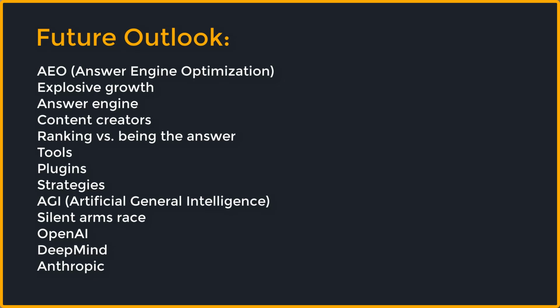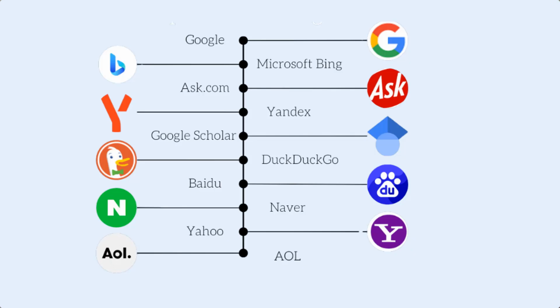Platforms like Google, Microsoft, OpenAI, and Meta are all racing to build the best answer engine. And content creators are already shifting focus from ranking on page 1 to being the answer itself. So you'll see tools, plugins, and strategies built specifically for AEO. AGI is progressing quietly and rapidly as we speak. OpenAI, DeepMind, Anthropic are all in a silent arms race to create the first true general intelligence. It might take 5 years or so, or even 50, but when it arrives, it will be a game changer for sure. Till then, AEO is the most powerful practical step in the age of AI.